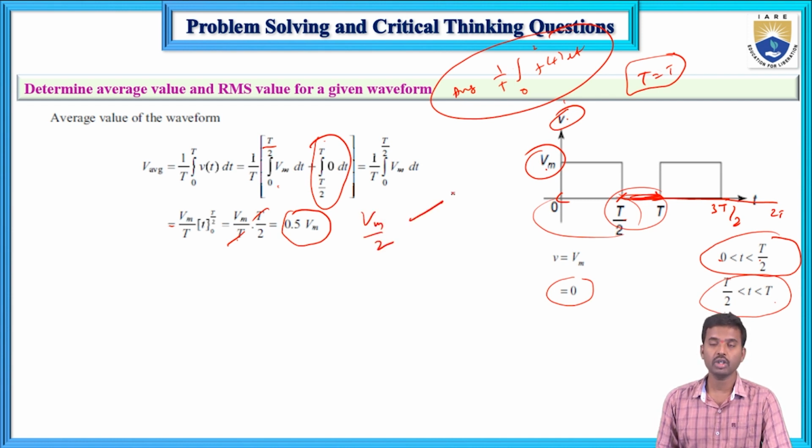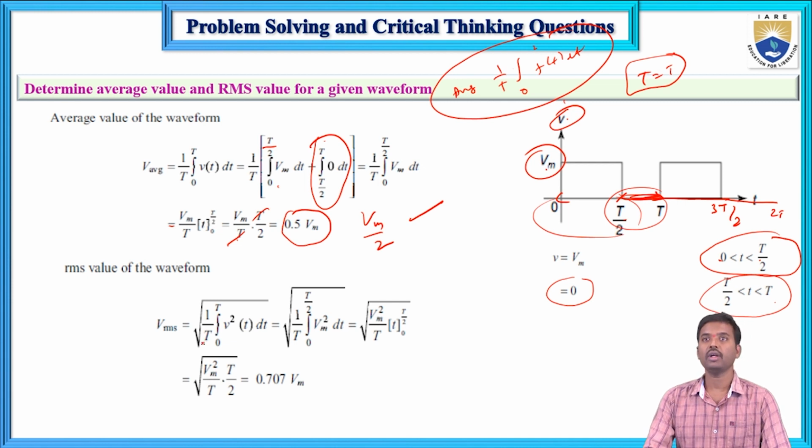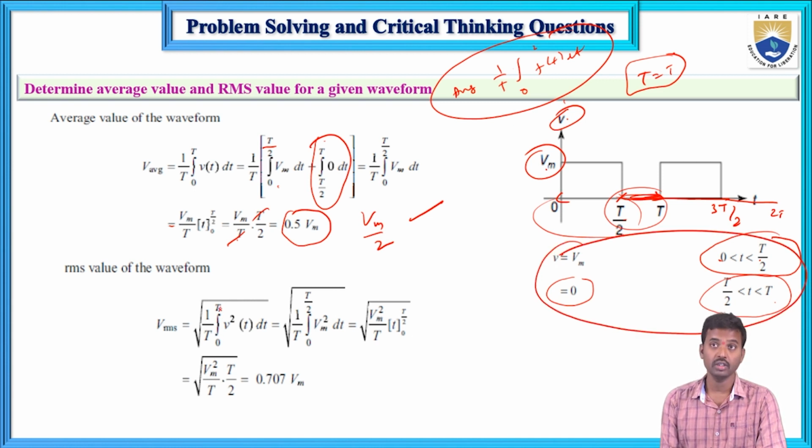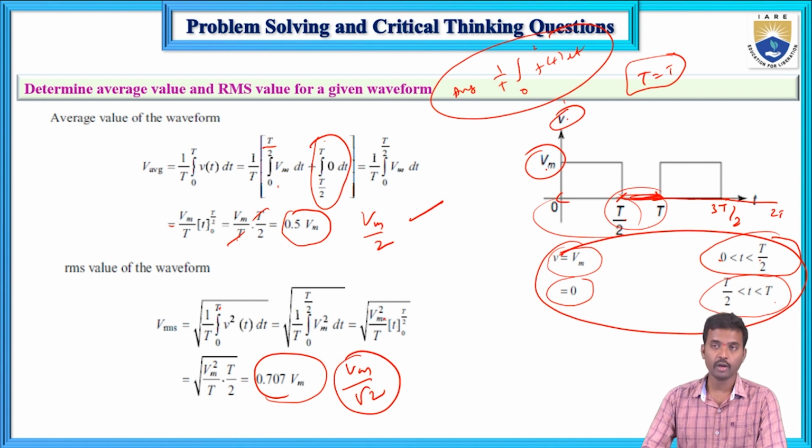This is the average value. What about the RMS value? RMS value can be calculated like this: 1 by T, and for the complete full cycle you consider 0 to T. So for symmetrical and asymmetrical, 1 by T, 0 to T, V of T square dt. Here V of T means Vm only. So Vm square by T, with the limit 0 to T by 2, this value is T by 2, and T gets cancelled. The final RMS value equals 0.707 Vm. So that means Vm by root 2 is the RMS value.